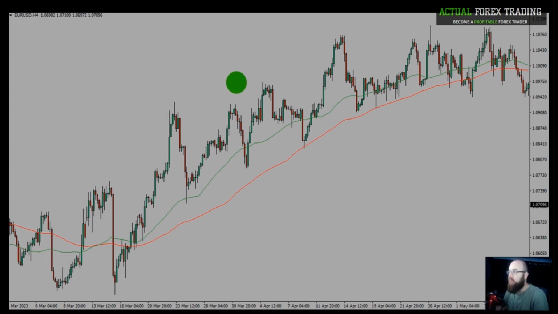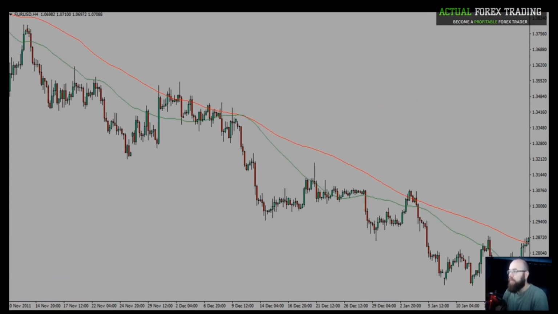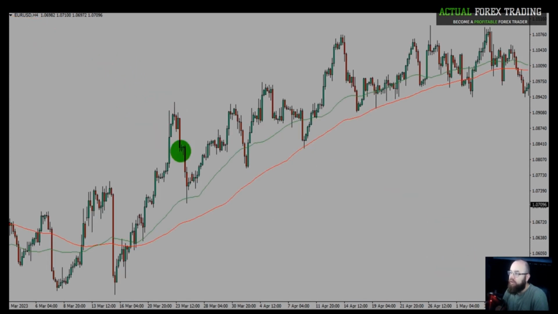Let's look at some more examples. This will become more clear as we look at things. So we don't have a crossover in this slide, but we have the red above the green. So an uptrend, we have a green above the red, the 25 above the 50, or the faster or smaller moving average above the slower moving average, the bigger setting.